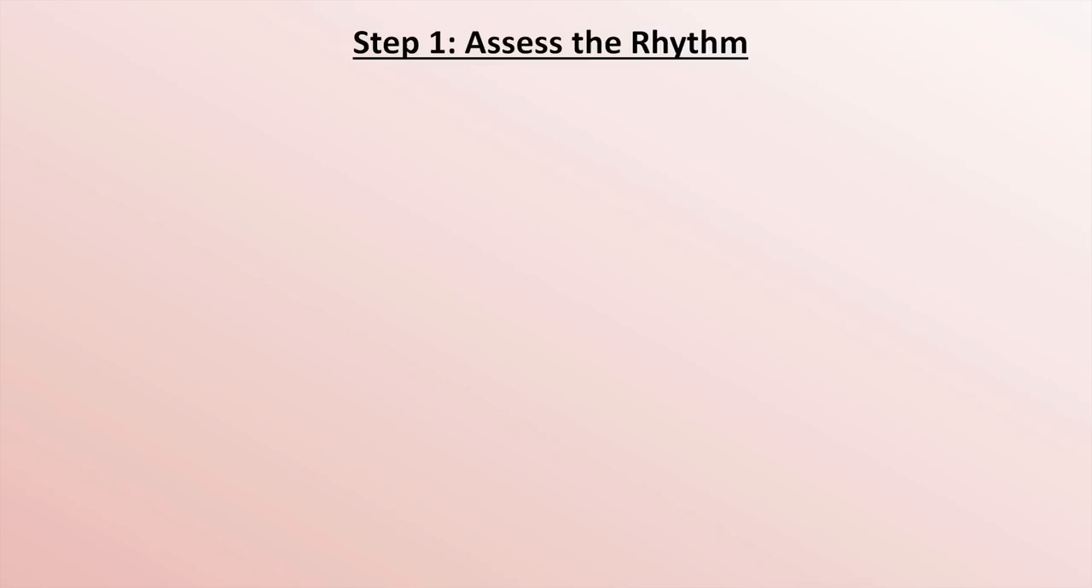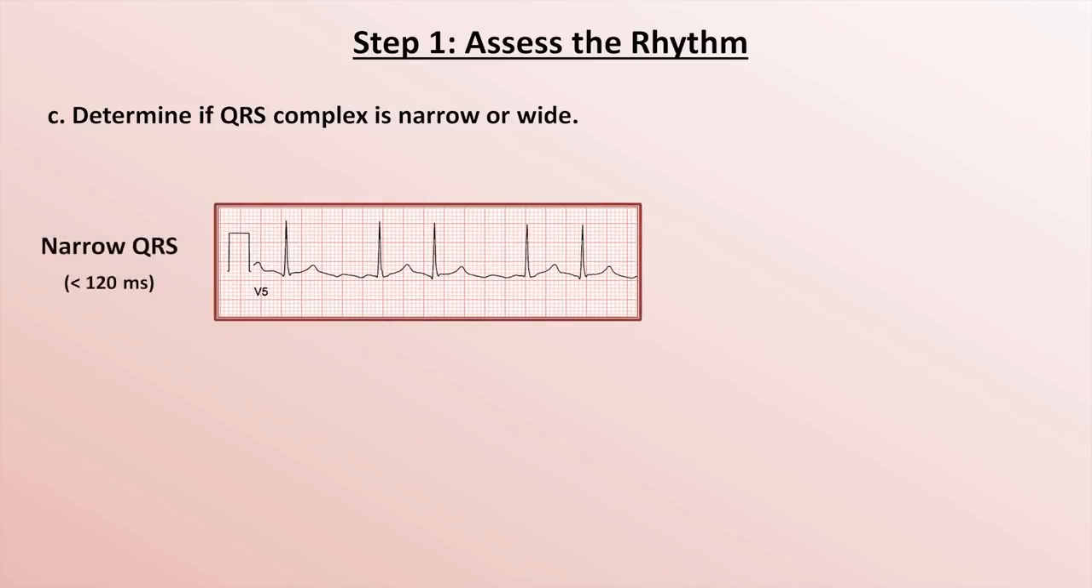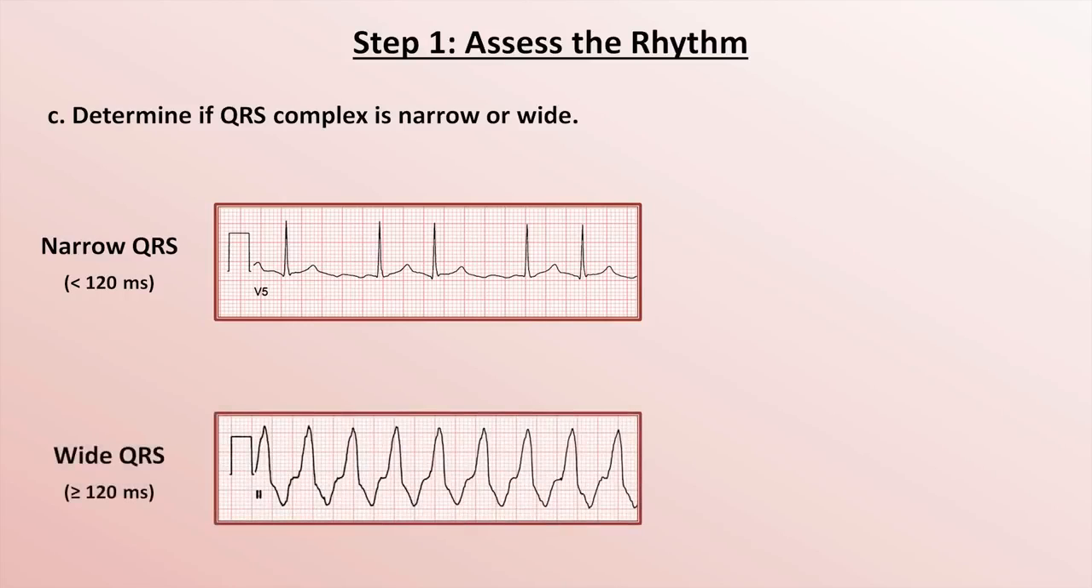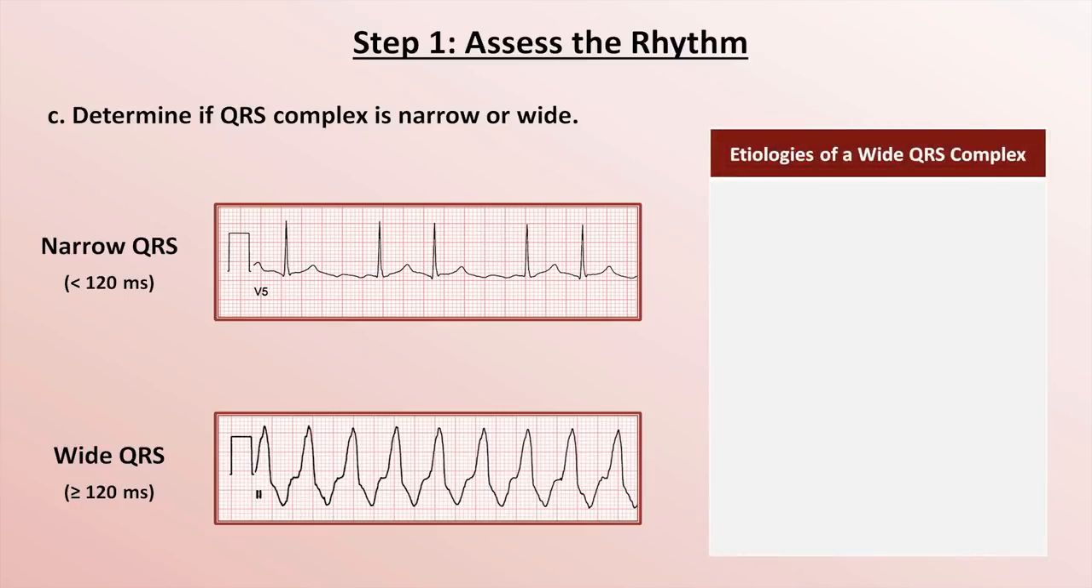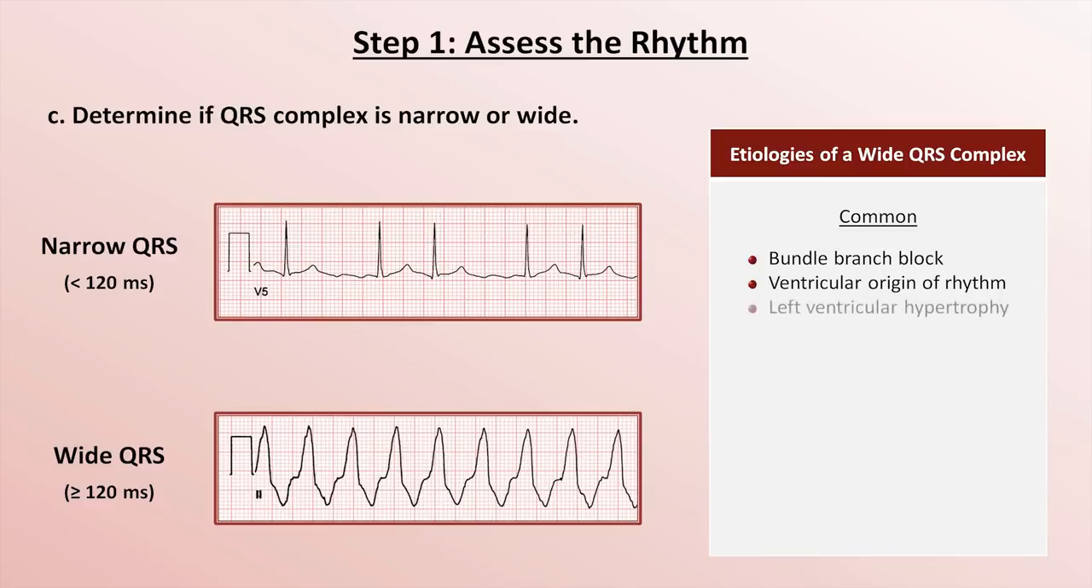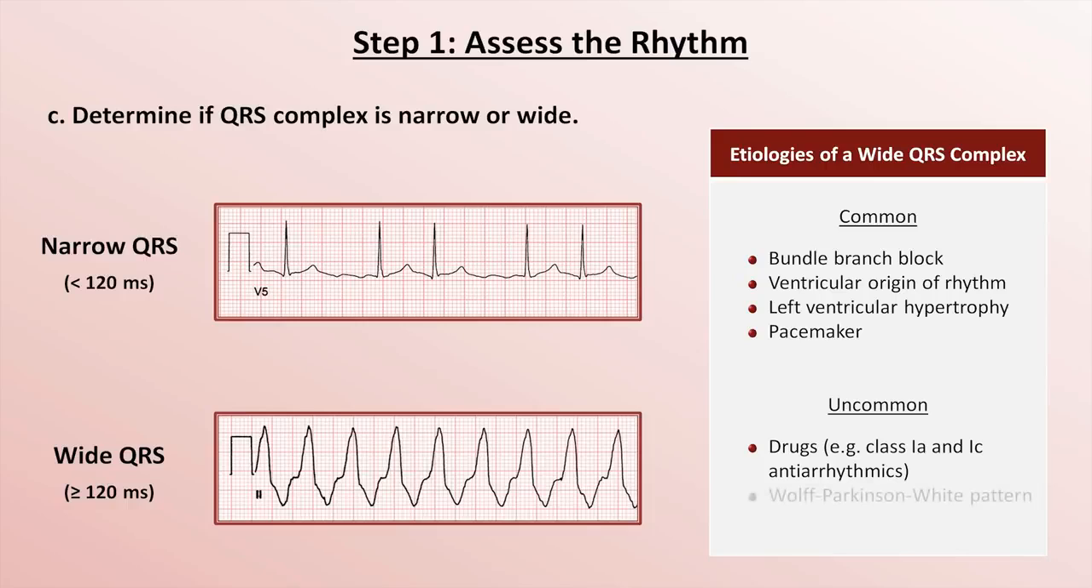After rate and regularity, the next parameter to assess is whether the QRS complex is narrow or wide. A narrow complex is one in which the width is under 120 milliseconds, or 3 small boxes. A wide complex is 120 milliseconds or greater. Regarding the etiologies of a wide complex, common ones include bundle branch block, a ventricular origin of the rhythm, as in ventricular tachycardia shown here, left ventricular hypertrophy, and a pacemaker. Uncommon etiologies include class 1A and 1C antiarrhythmics, the Wolff-Parkinson-White pattern, which we'll see later, and profound hyperkalemia.